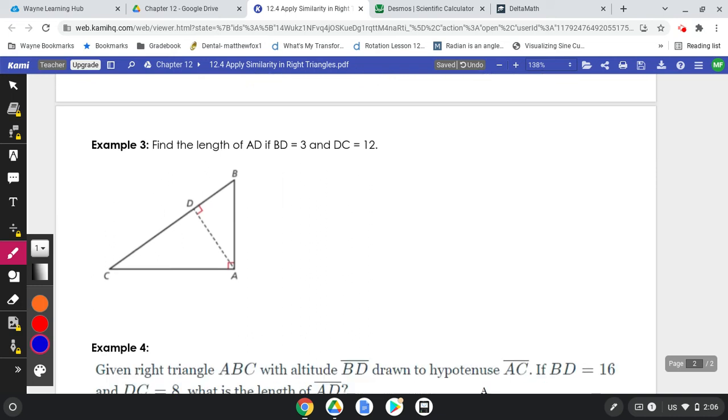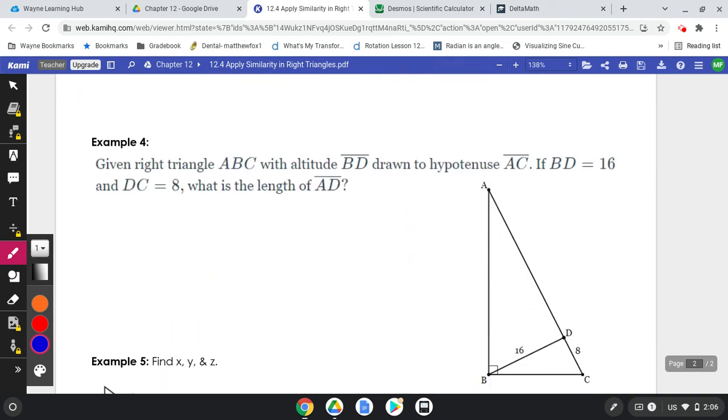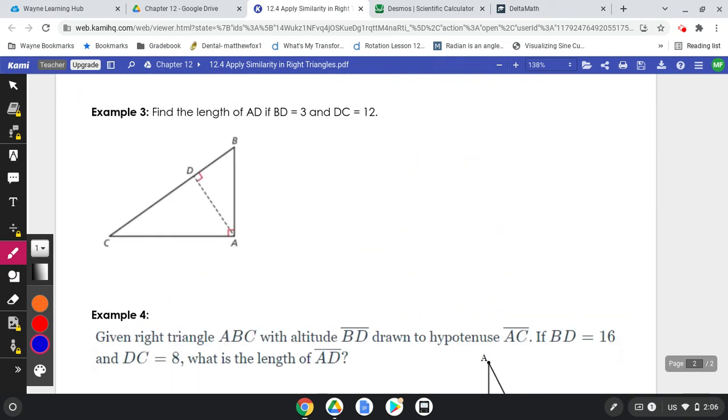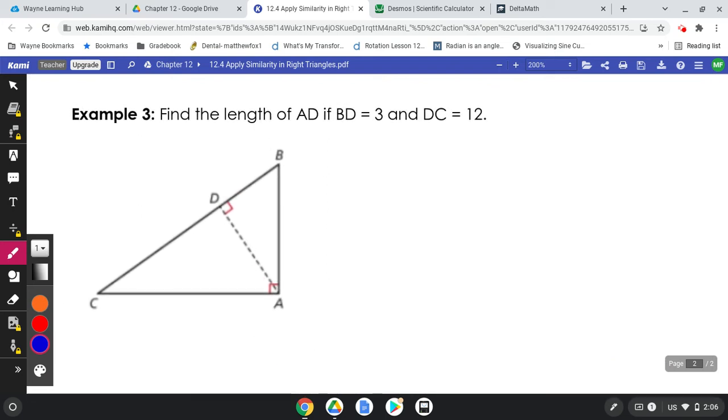This next one says find the length of AD. So AD is right here, the altitude. We know that's the altitude because it forms a right angle. Okay, and BD equals 3, DC equals 12. Once again, on this one, the large triangle we don't have enough information about. The large triangle would have a hypotenuse of 15, but I don't know what either of these sides are.